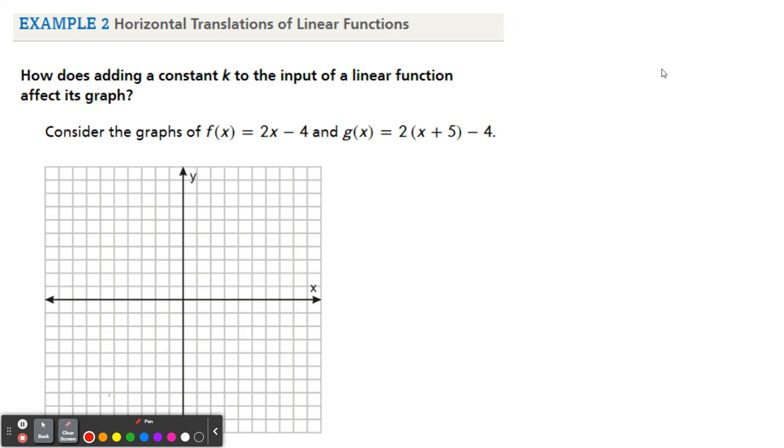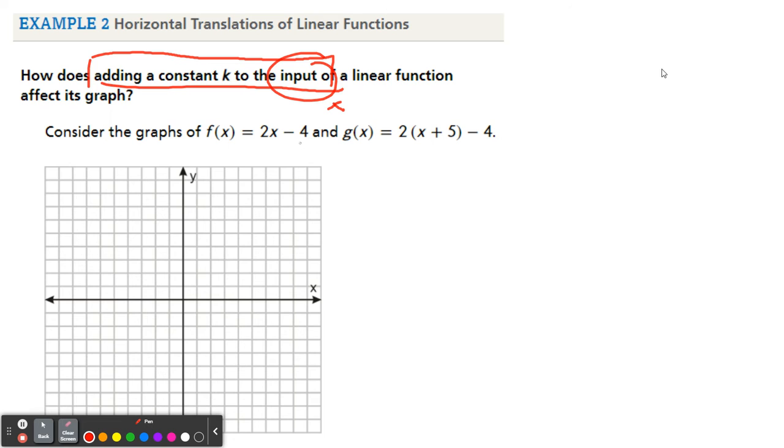All right, so here, let's really talk about this idea. Horizontal translation now. How does adding a constant k to the input of a linear function affect its graph? Instead of adding a k to the outside, we're now going to add a k to the input. And again, we should know that our input is the x.